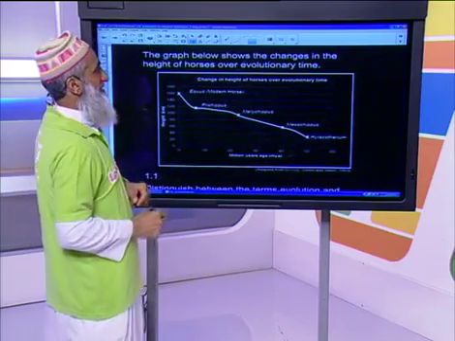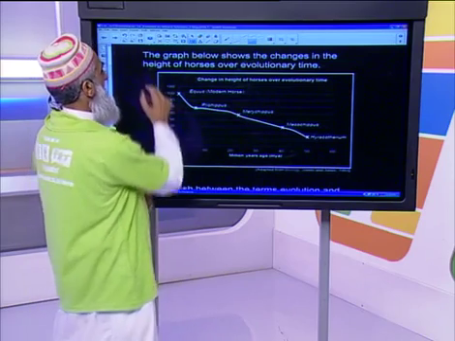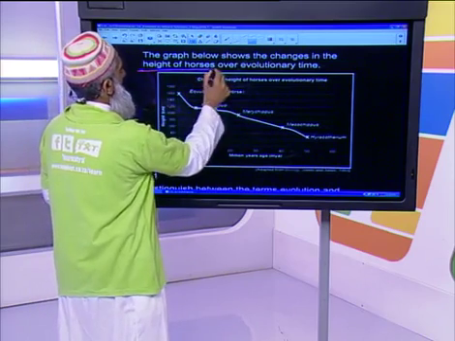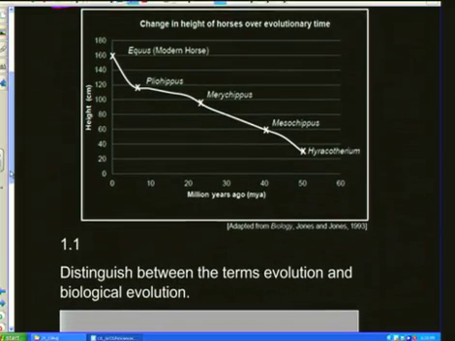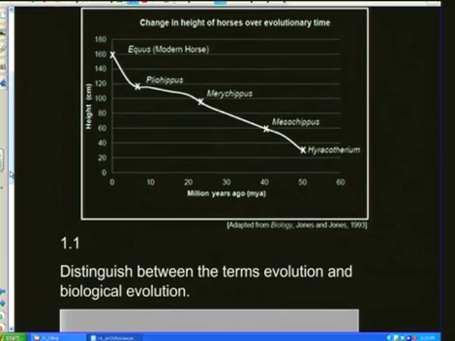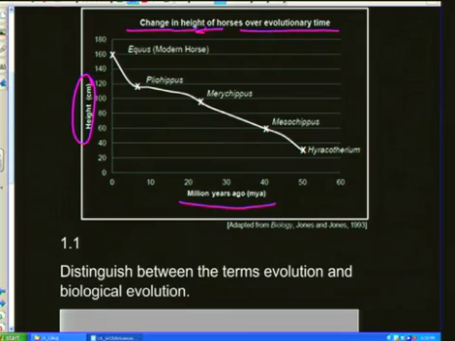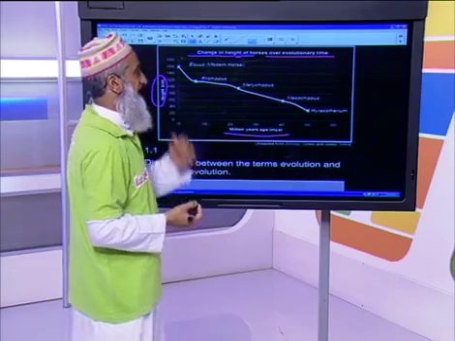Good. The graph below shows changes in the height of horses over evolutionary time. Evolutionary time is not given in days and months and years, it is in millions of years. So millions of years ago, and the height is given on the y-axis. Notice the heading, change in height of horses, one variable over evolutionary time. Time being the independent variable and change in the height being the dependent, right?